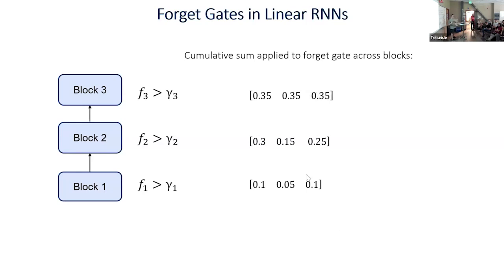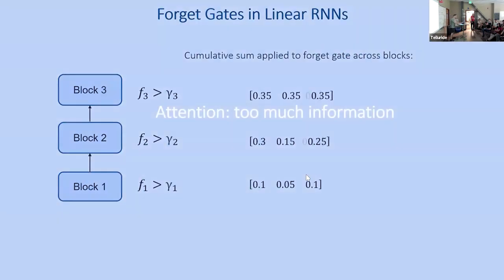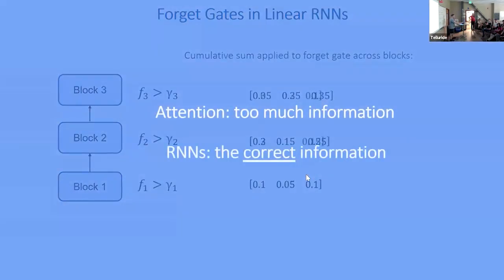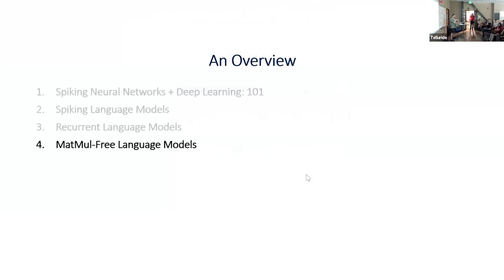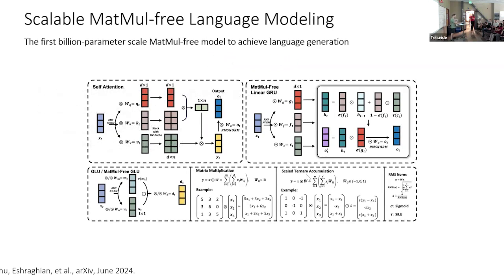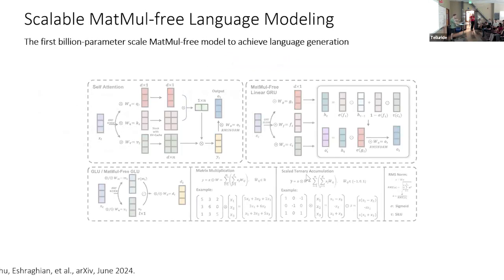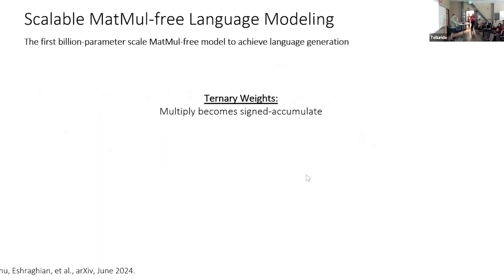In comparison with attention, there is no forget mechanism, so you're stuck with excessive information. Too much information. So you could argue that recurrent neural nets have kind of the correct amount of information when you introduce these kinds of factors. All of those were snowballed into the matmul-free language model. High-level overview, let's just move forward. It's the first billion-parameter-scale matmul-free model to achieve language generation. Like another 10 minutes, we can call it with that.